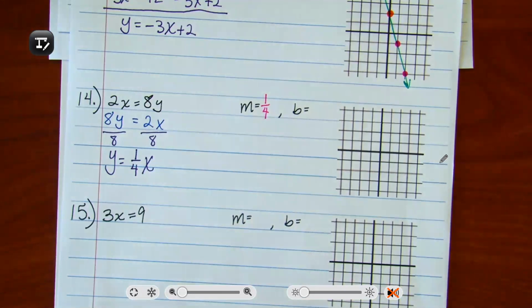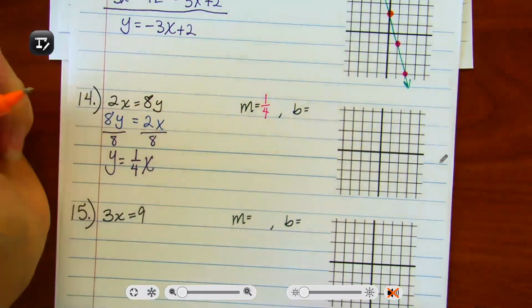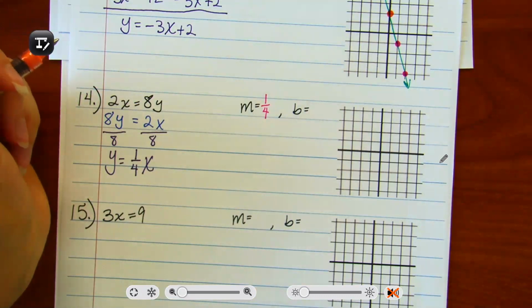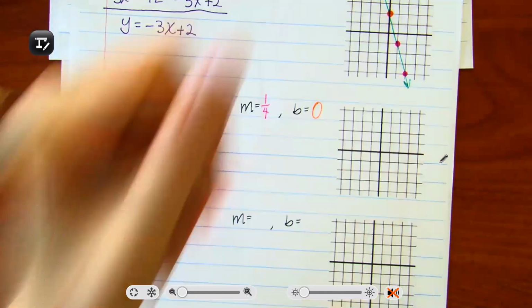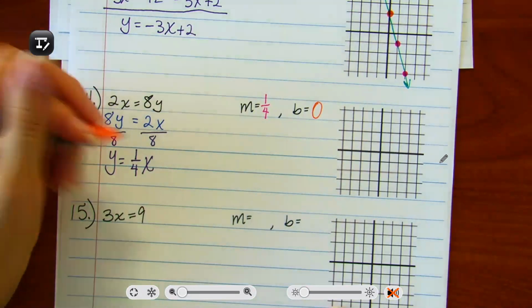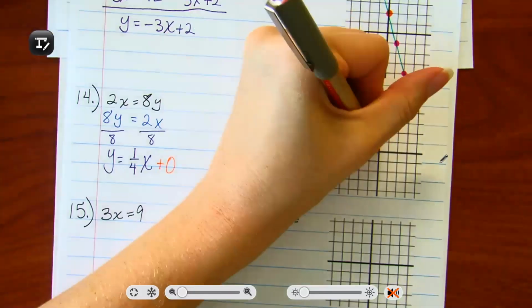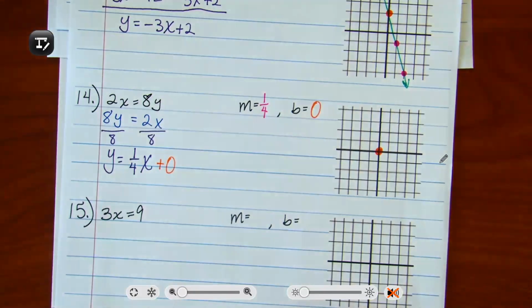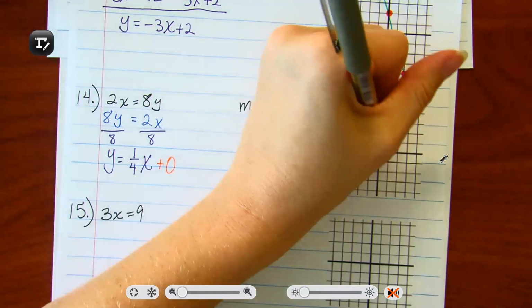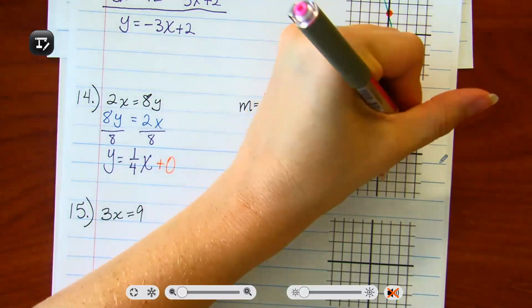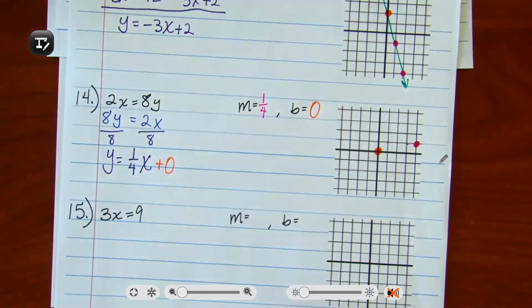And what is the y-intercept? 0 is the y-intercept. So you could say there's like a plus 0 here. All right, so plot the y-intercept at 0. And then the slope is 1/4, so I'm going to go up 1 and over 4 to get another point.